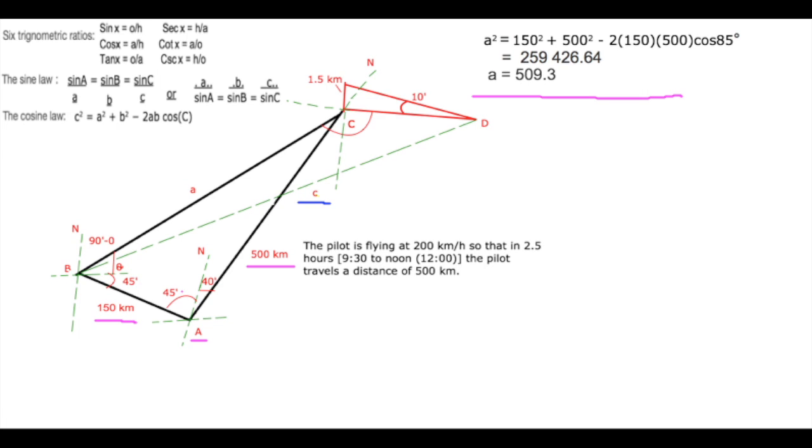Now using the cosine law, you would solve for A by plugging in the known information, which would give you the answer of 509.3 kilometers.